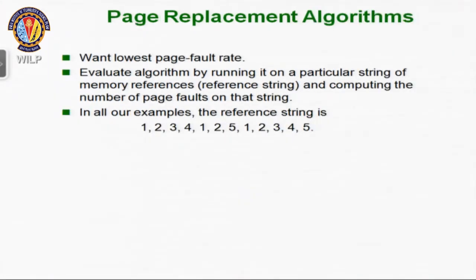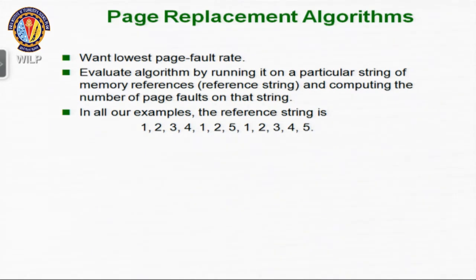So let us try to, in the next few minutes, look at a few page replacement algorithms. Any algorithm which one would propose, the first and foremost requirement would be that the algorithm wants the lowest page fault rate. So how do we evaluate the algorithm? What we actually do is we choose a memory reference string, and we use this memory reference string for testing the algorithm.